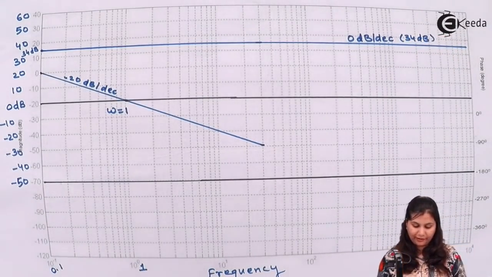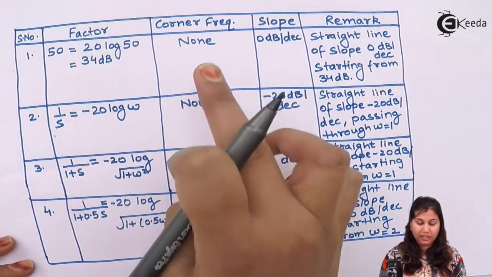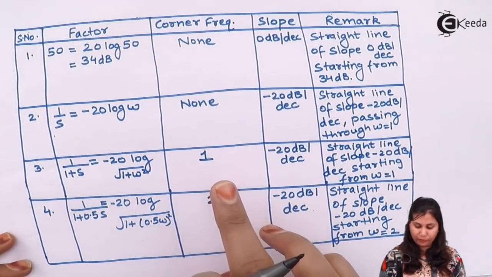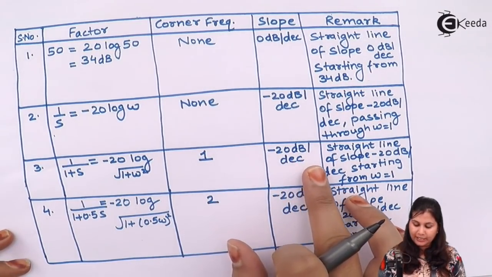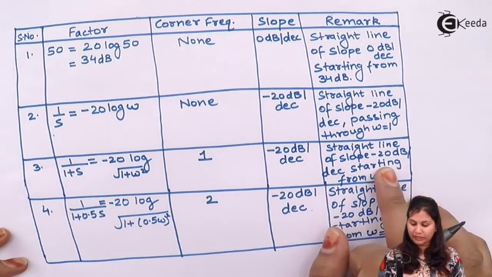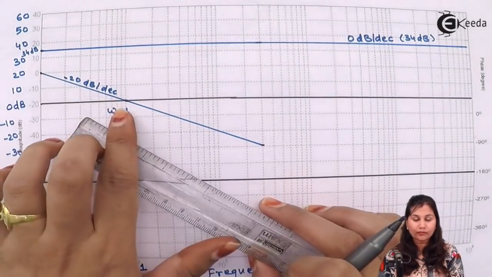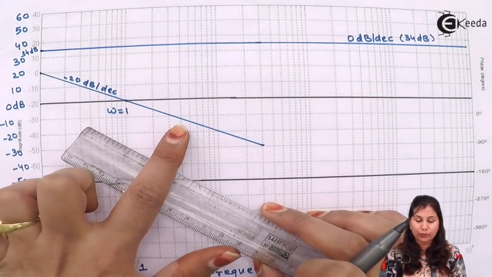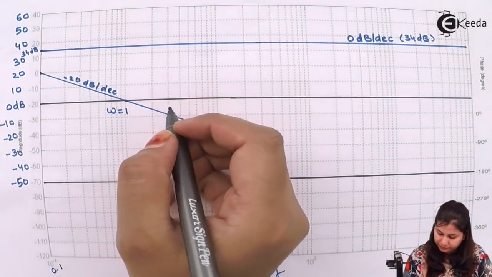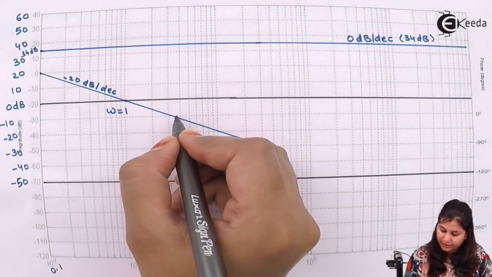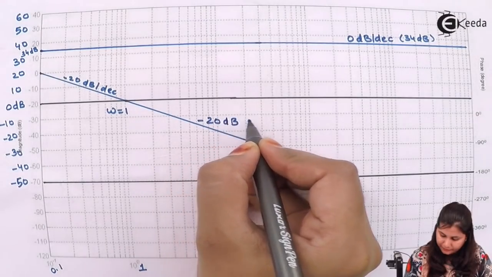Now the third factor we have is 1 upon 1 plus s. Its corner frequency is omega equals to 1. So it is going to start from the point omega equals to 1, having the slope minus 20 dBs per decade. A straight line of slope minus 20 starting from omega equals to 1. So this is omega equals to 1. Okay, and its slope is minus 20 dBs per decade. So this is going to be minus 20 dB per decade.